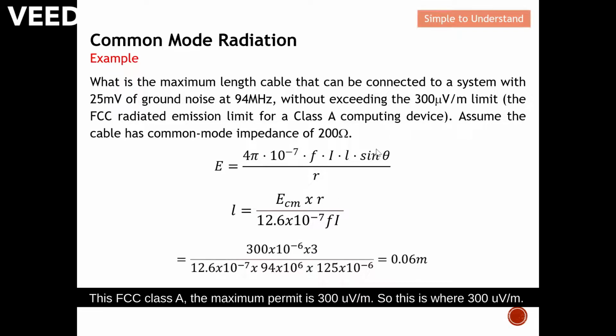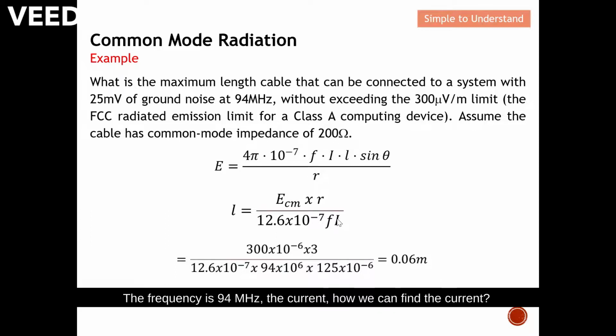This FCC Class A, okay, the maximum permitted is 300 microvolt per meter. So this is where the 300 microvolt per meter goes. This is the point of observance, okay, which is 3 meter. Okay, so divided by, this is 12.6 over here. The frequency is 94 megahertz.